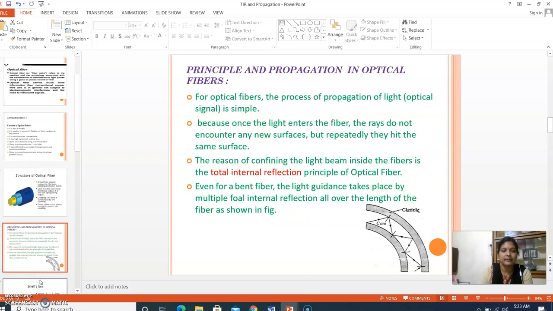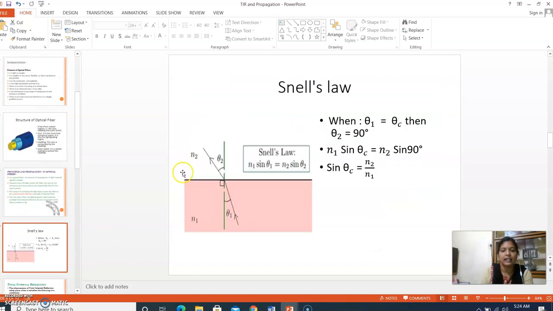Next, the principle. The principle of an optical fiber is total internal reflection. The process of propagation of light is very simple, because once the light enters the fiber, it encounters a new phase and gets reflected back to the surface by the principle of total internal reflection. Now we will see the definition, and this is based on Snell's law.